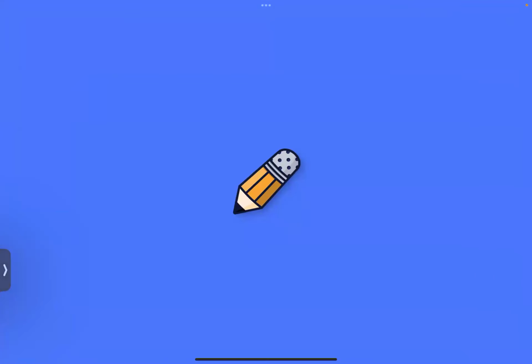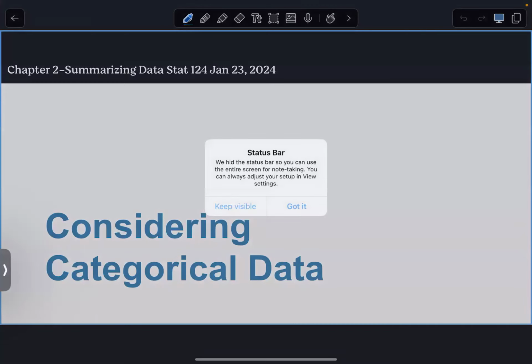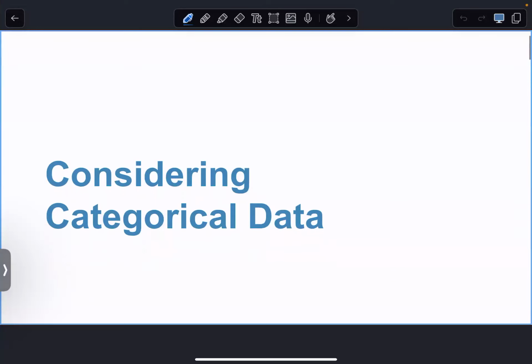Luckily, we don't really need to do much in terms of review. Status bar. Okay, sure, I don't know. Got it. I'll just put it here.